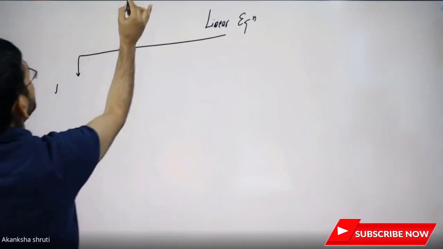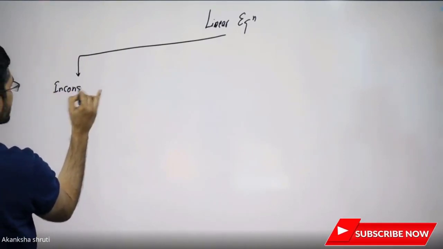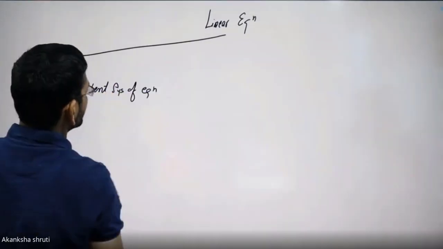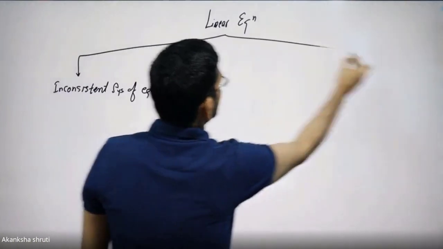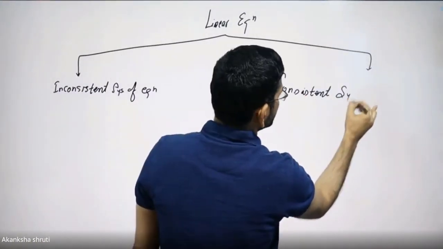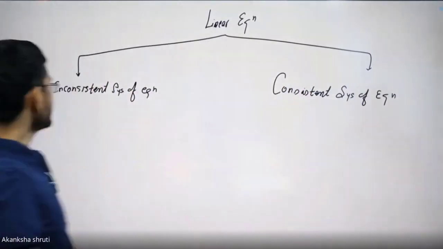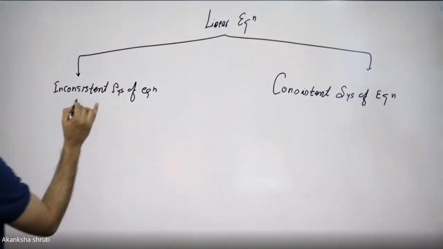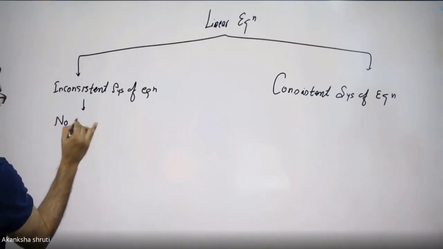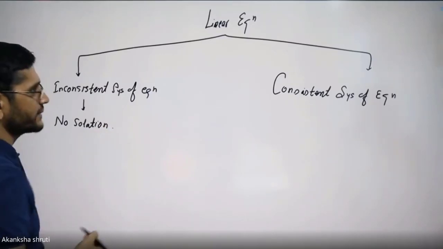If you cannot solve them, it is called an inconsistent pair of equations or system of equations. Another one is called a consistent system of equations. Okay, students? Inconsistent simply means no solution. No value of x and y can be determined.